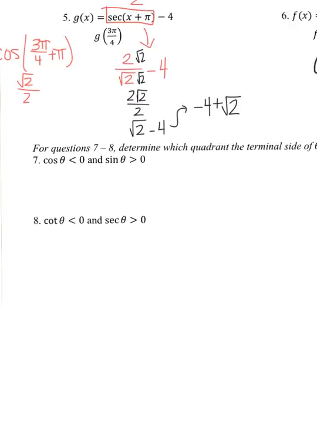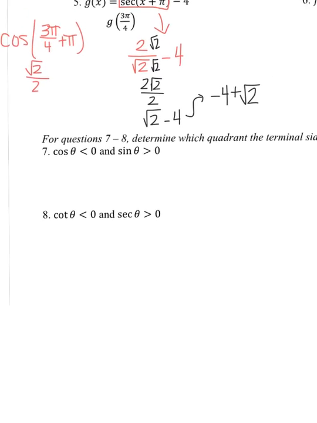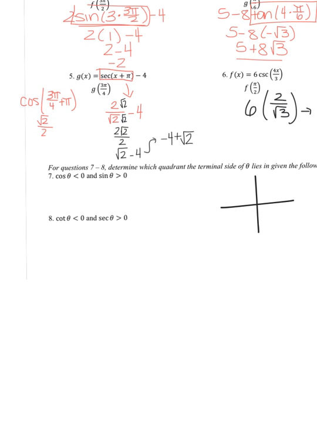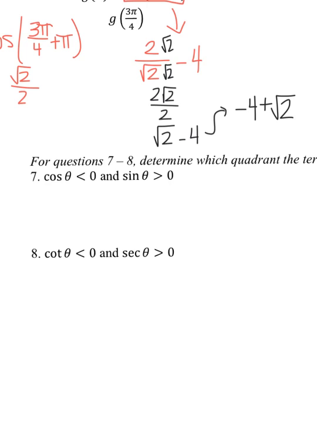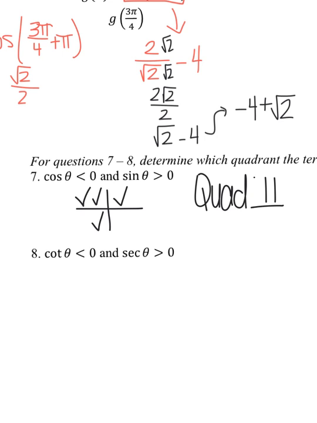For number 7 and 8, determine which quadrant the terminal side lies in. So this is your All Students Take Calc. And remember, the reciprocal functions follow the same order. So for number 7, cosine of theta is less than 0. Cosine theta less than 0, that's in quadrant 2 and quadrant 3. Sine of theta greater than 0, that would be in quadrant 1 and quadrant 2. So the final answer to this would be quadrant 2.